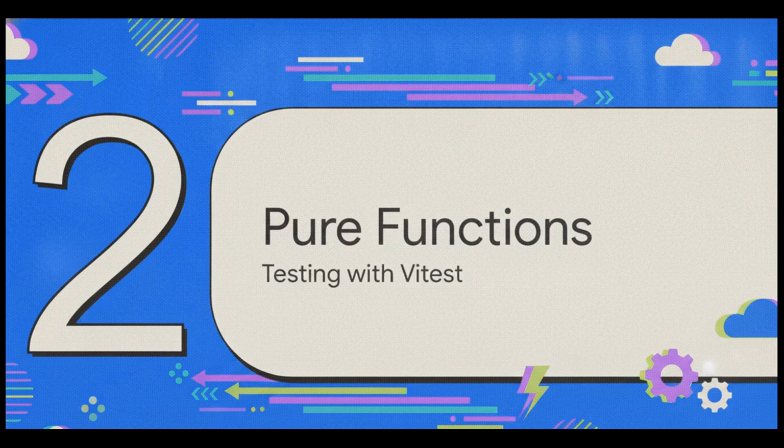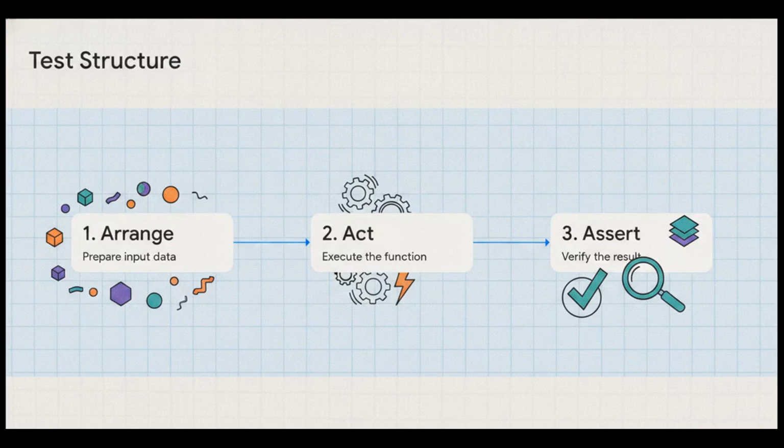Okay, moving right along to Section 2, pure functions and Vitest. So, to test those pure functions, we use a ridiculously fast modern framework called Vitest. It runs tests in parallel, supports modern module syntax right out of the box, and fits perfectly into your dev environment. And Vitest brilliantly illustrates what we call the rule of 3 for structuring tests.